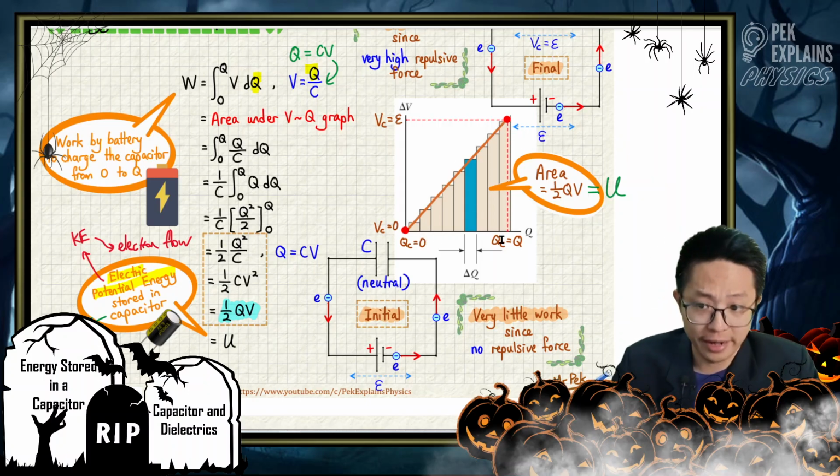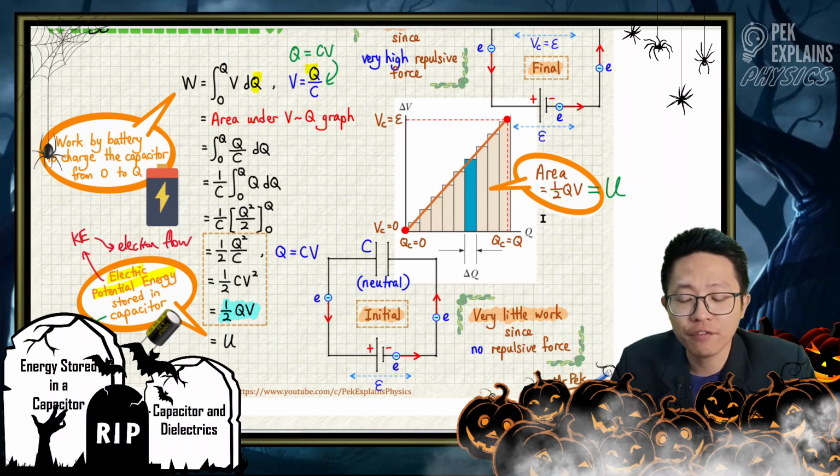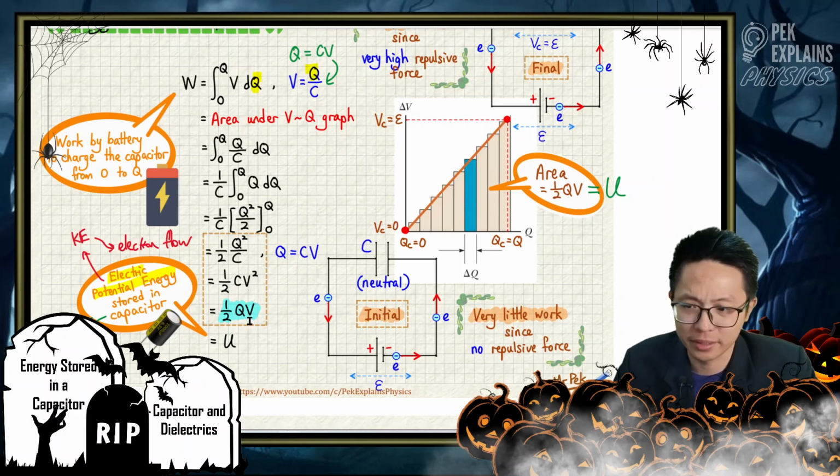So it is a triangle, isn't it? Half times base times height is the area of the triangle, half QV, which is also the electric potential energy. See that? There are many ways to explain, not just by integration. By drawing the graph itself, you can also easily find the formula half QV, the area under the graph, which shows the electric potential energy stored in the capacitor.